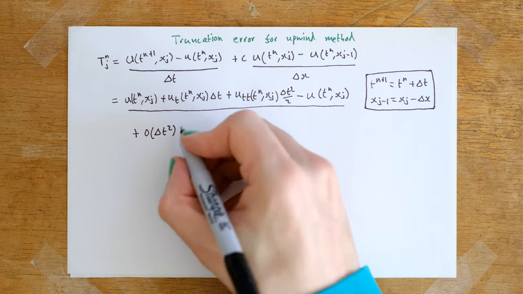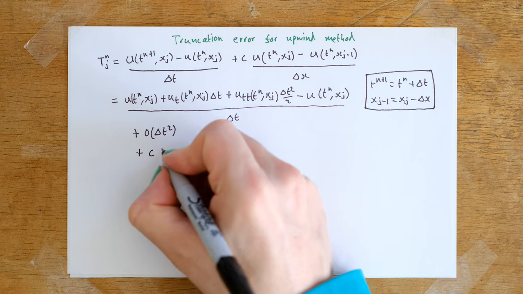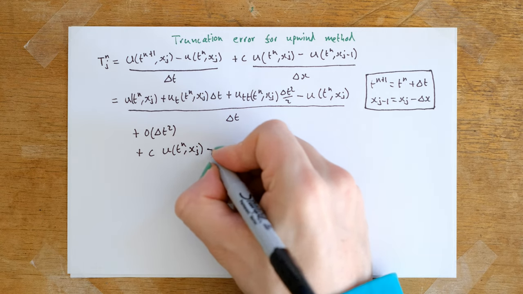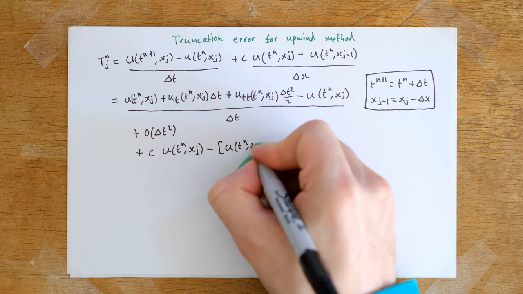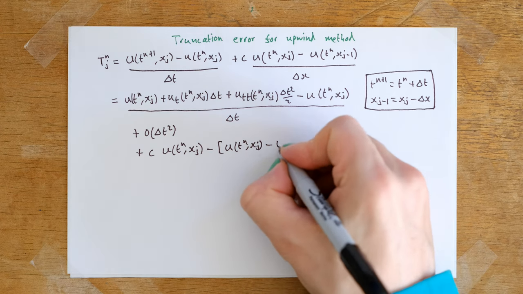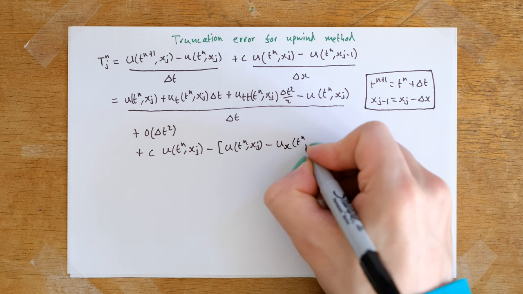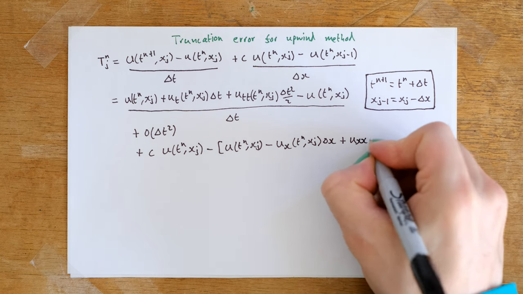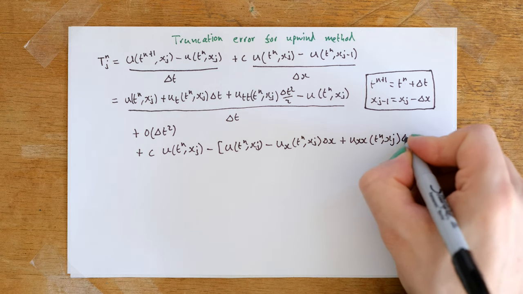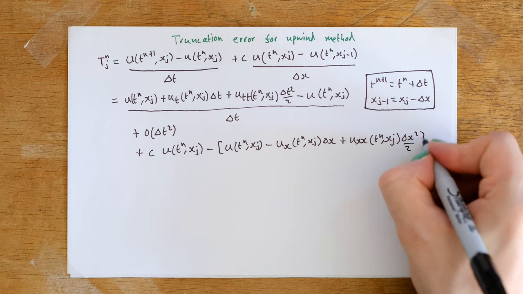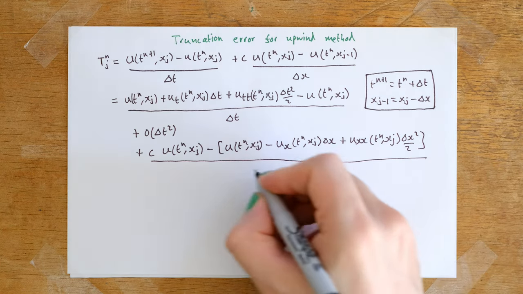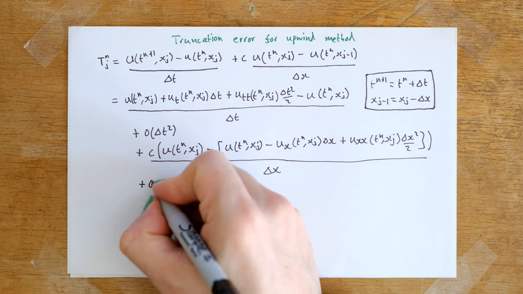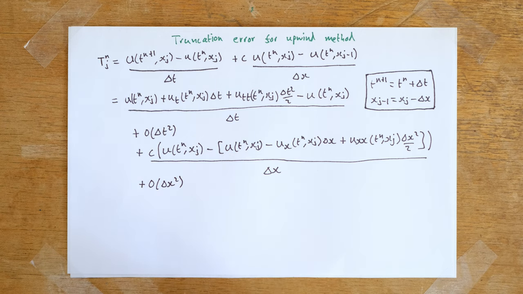Now let's look at the second term. We have plus c times u at t_n and x_j, minus u at t_n and x_j, minus u_x at t_n and x_j times delta x, plus u_xx at t_n and x_j times delta x squared divided by 2. And this is all over delta x. And again, we've got terms that we neglected of big O delta x squared.